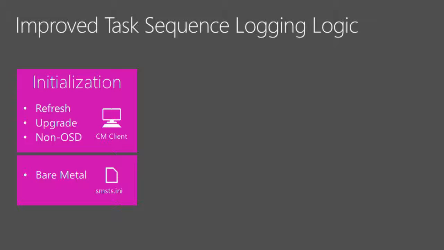The first part of the initialization depends upon the scenario of where it starts. So if it is a refresh, an upgrade, or a non-OSD, the client is there, and we will use the settings that come from the client. So if the client is installed with defaults, then we'll start with that. If you've installed the client with 10 megs and 10 history, then the task sequence will use that. Now, in a bare metal situation, there is no client, so we'll use whatever the bare metal defaults are. If you've added the SMSts.ini to define some custom log settings, then we'll use that.